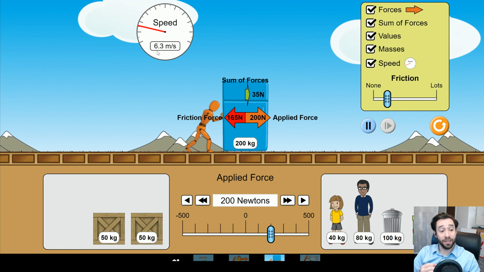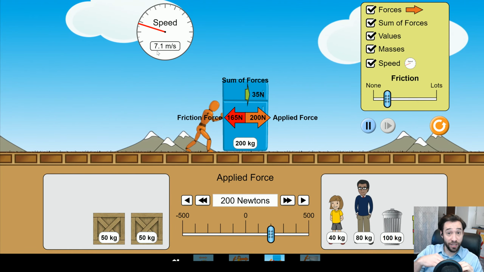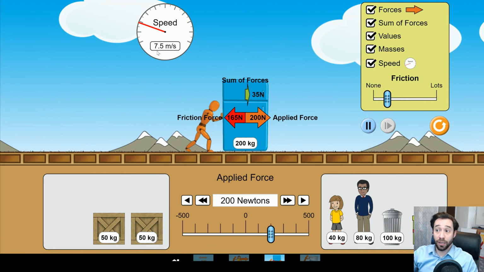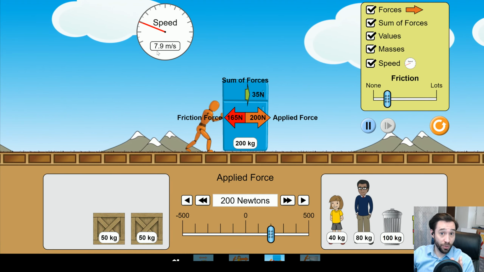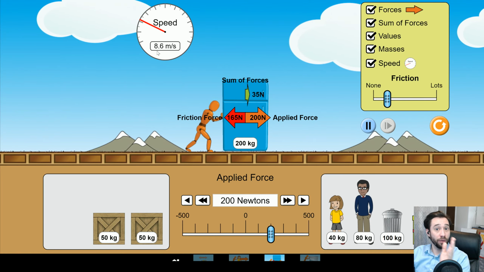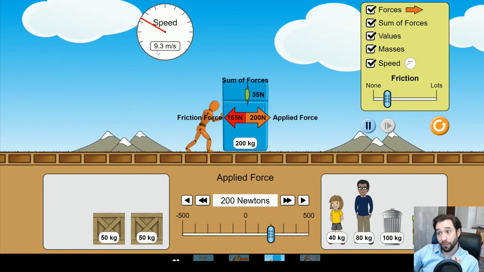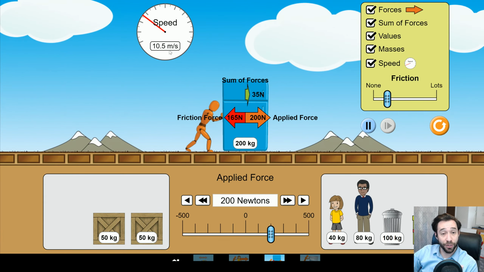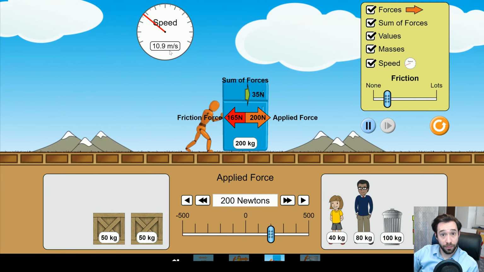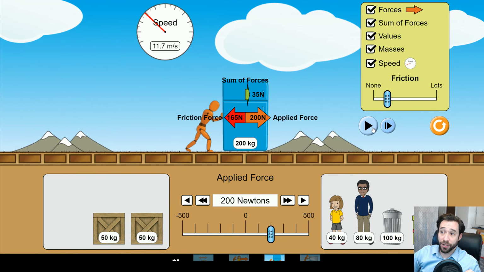So that means that there is a net force; my forces are not balanced if my speed is changing. So even though I was initially at 200 newtons, once I went to 250 and then went back to 200, I now have enough net force to start increasing my speed. Make sense? So I also want you guys to take note.